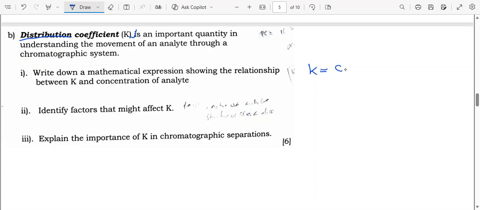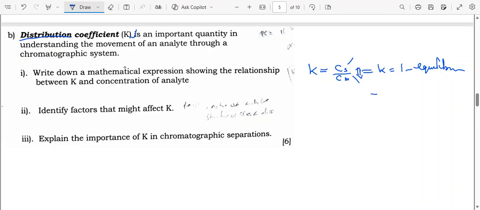the concentration of the stationary phase over the concentration of the mobile phase. So S is the concentration in the stationary phase, and this one is the concentration in the mobile phase. If these two have equal concentration at equilibrium, then K is equal to 1. And when K is equal to 1, this means everything is at equilibrium.